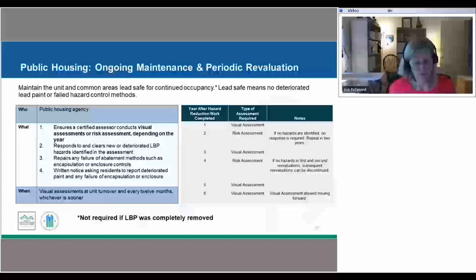So an annual assessment is either going to be a visual assessment or a risk assessment, depending on the year that it has to be conducted. And we're doing this to look for any failure of lead-based paint hazard reduction work or defective paint. So remember Les had that slide of how we start. We did lead hazard reduction work, we passed clearance, we've provided our updated disclosures. Now it's a year after we've completed our lead hazard reduction work. So what do we do the first year?